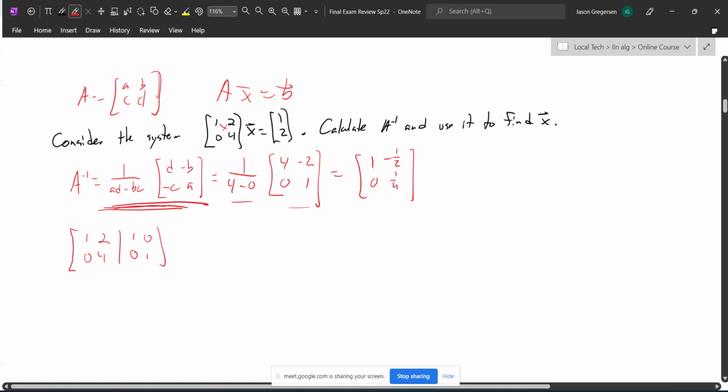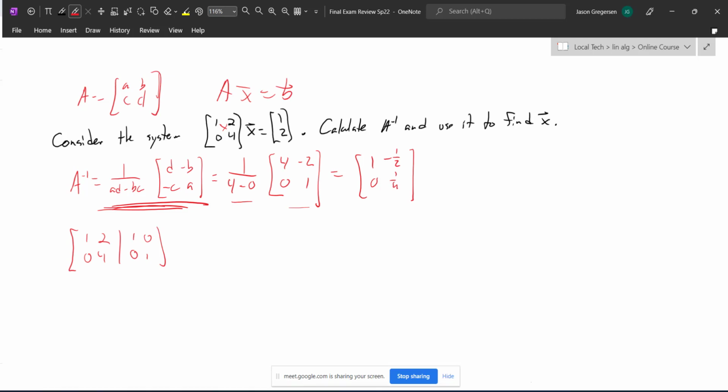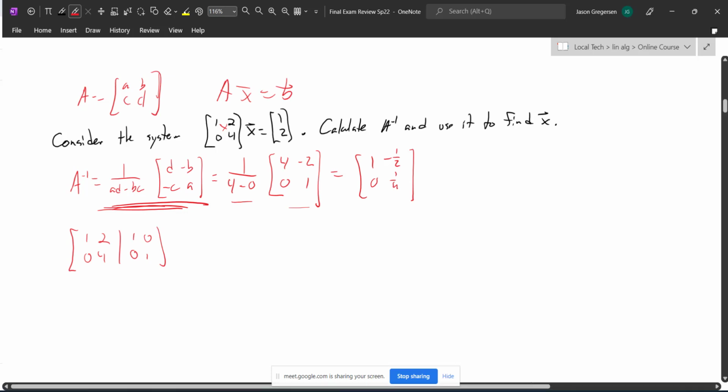Now the other way I can calculate the inverse, the way I would have to calculate it if this was a larger matrix, a 3 by 3 or bigger, is I would take my matrix A and augment it with the identity matrix. From there I could do row reduction. After row reduction, the left-hand side would eventually row reduce to the identity matrix, and whatever was left on the right-hand side would be the inverse matrix. So those are my two ways to calculate the inverse matrix.